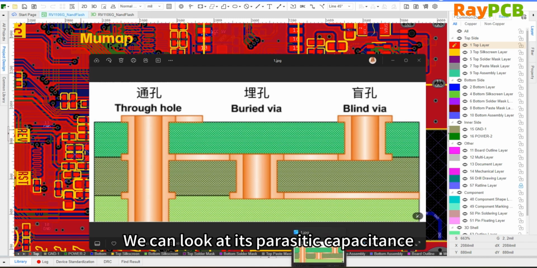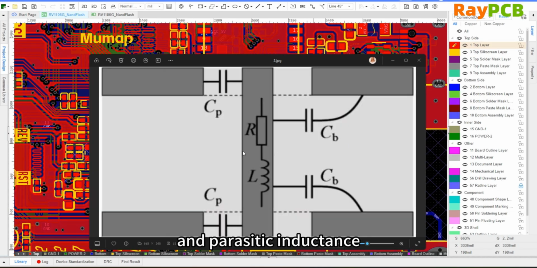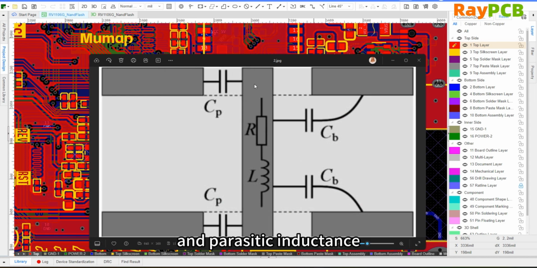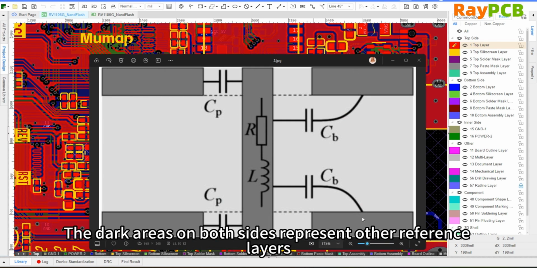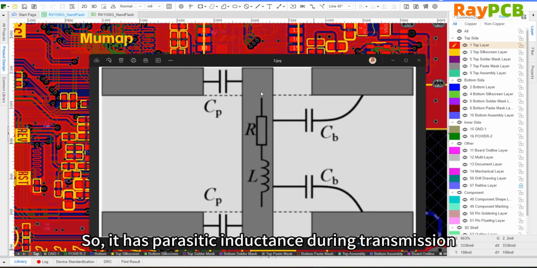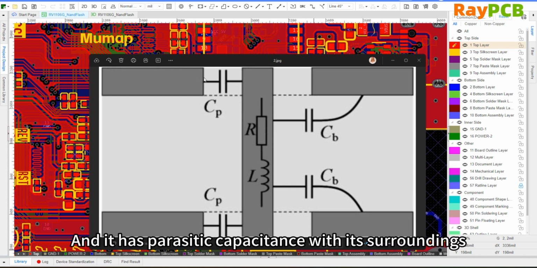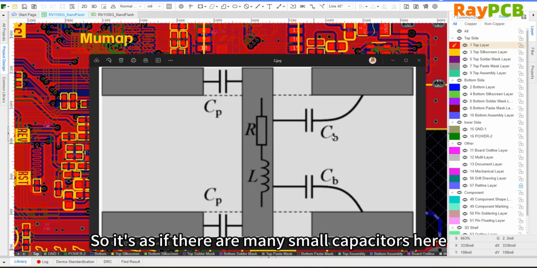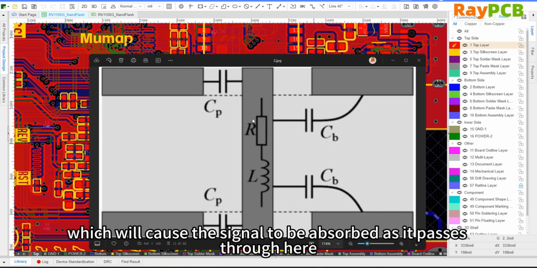Let's take a look at the parasitic capacitance and parasitic inductance of a via. This diagram shows the parasitic capacitance and parasitic inductance of a via. The middle part represents the via itself, while the darker areas on both sides represent other layers, such as ground or power. During signal transmission, there is parasitic inductance along the path and parasitic capacitance between the via and its surroundings. This is equivalent to having many small capacitors here, which absorb part of the signal as it passes through.